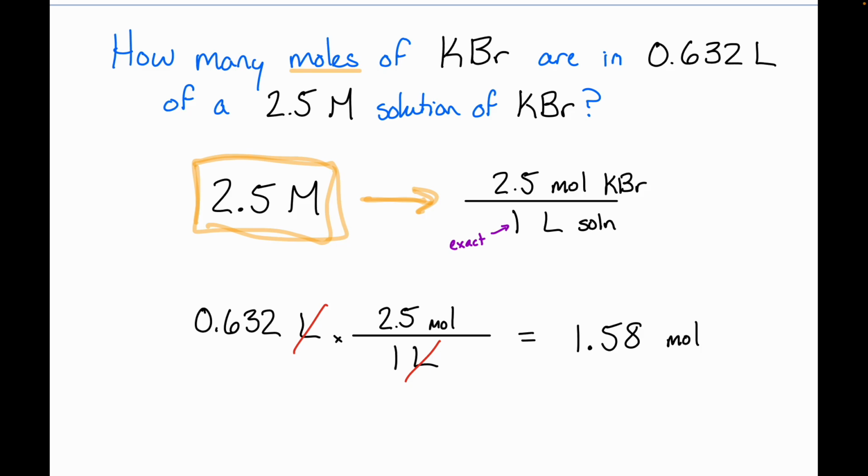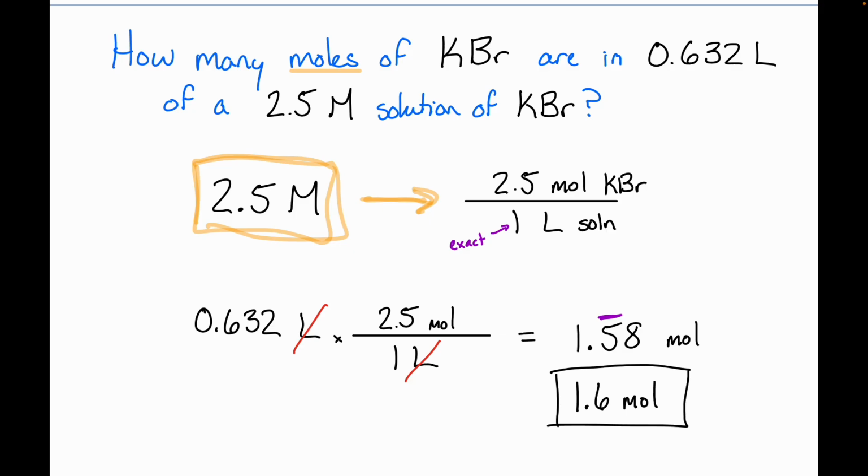And then lastly, everybody's favorite, sig figs. All right, we got 2 sig figs here. I'm limited by my concentration. So 1.6 moles of KBr. That's how much is in that 0.632 liters of solution.